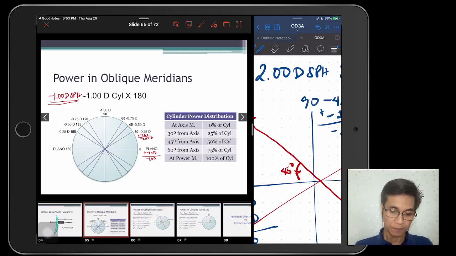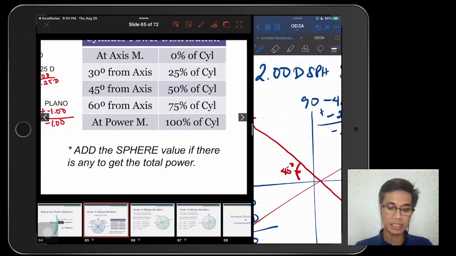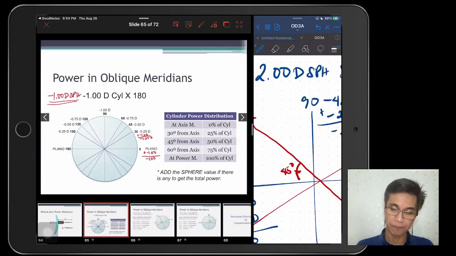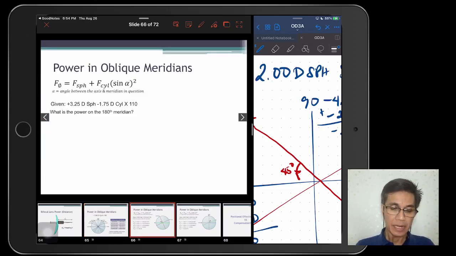Okay? Now, parang meron yang formula. By the way, ito yun: add the sphere value if there is any to get the total power. Kasi wag niyong kalilimutan na kung merong spherical component, wag kalimutan idagdag yung spherical component. Next, ganito ngayon.